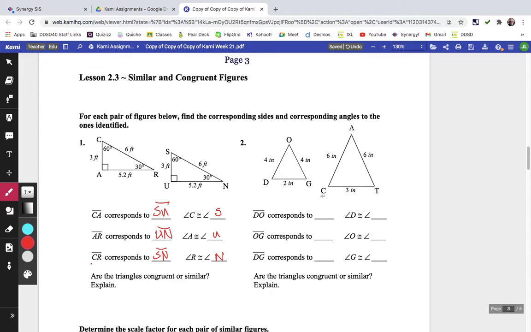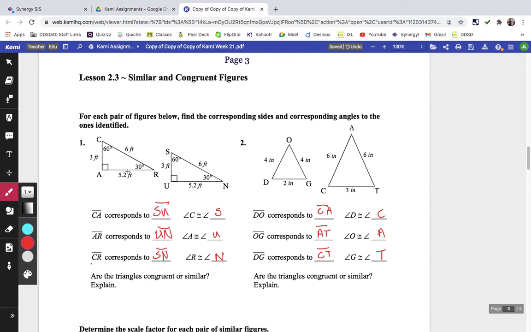Line segment DO corresponds to line segment CA. Angle D is congruent to angle C. Line segment OG corresponds to the line segment AT. Angle O corresponds to angle A. Line segment DG corresponds to the line segment CT. And angle G corresponds to angle T.